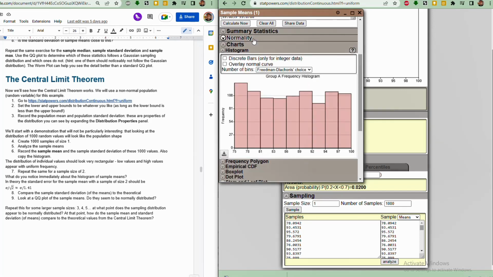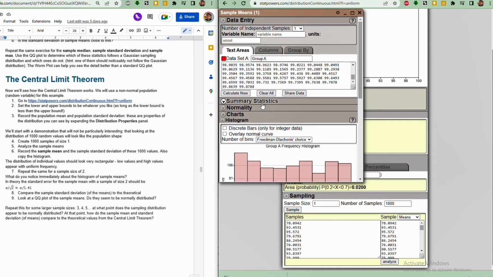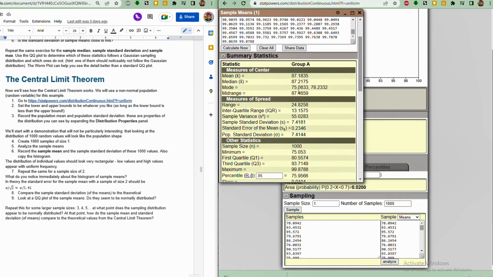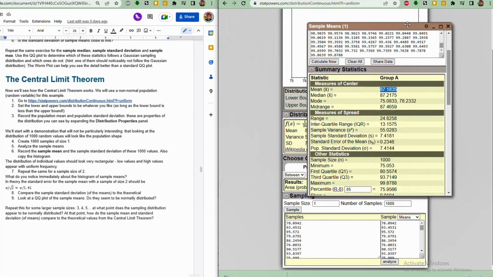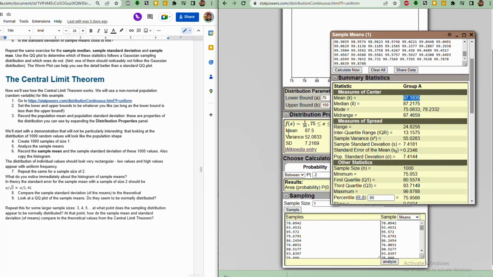So this is a uniform distribution in a QQ plot. No surprise there. Okay, looking at the sample statistics, you should see the mean 87.1835, which is not very far off from the mean of this population, 87.5. Similarly, the standard deviation of my sample, 7.418, is not that far off from the population standard deviation of 7.2169. Alrighty, very good. So, now where are we going with this?